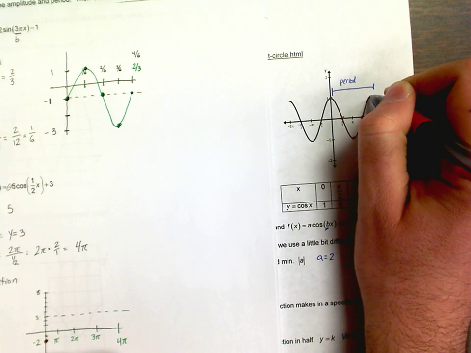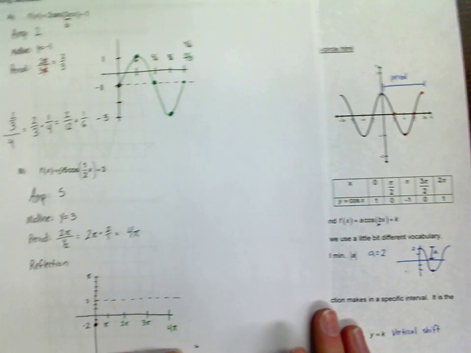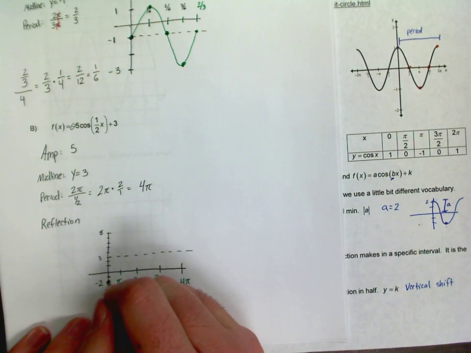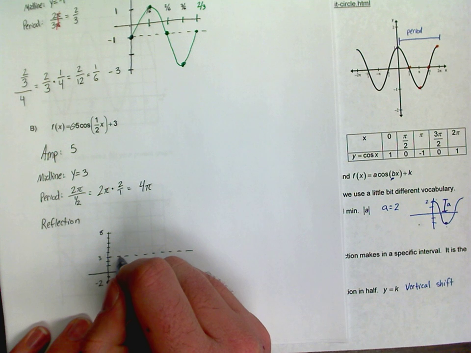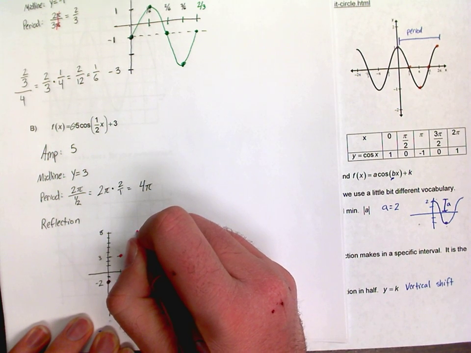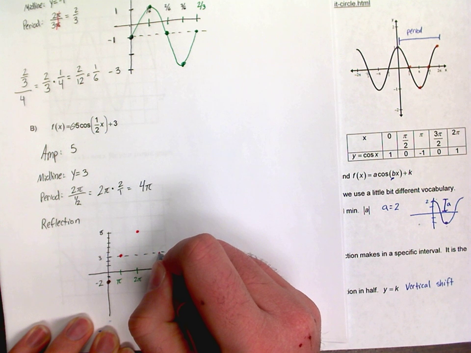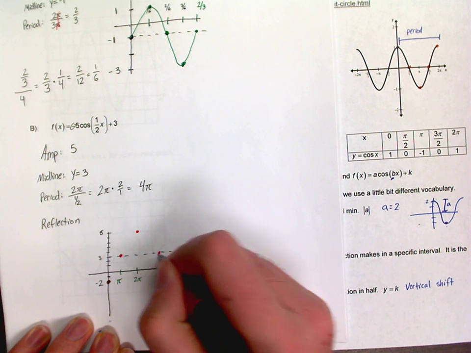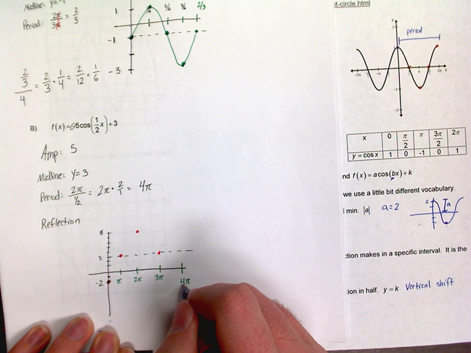So I've got, with my reflection, the minimum up to the midline at pi, up to the max here at 2 pi, back to the overly spaced 3 pi midline, and then down to the min at 4 pi. Get out of here, 4 pi, you're in the way.